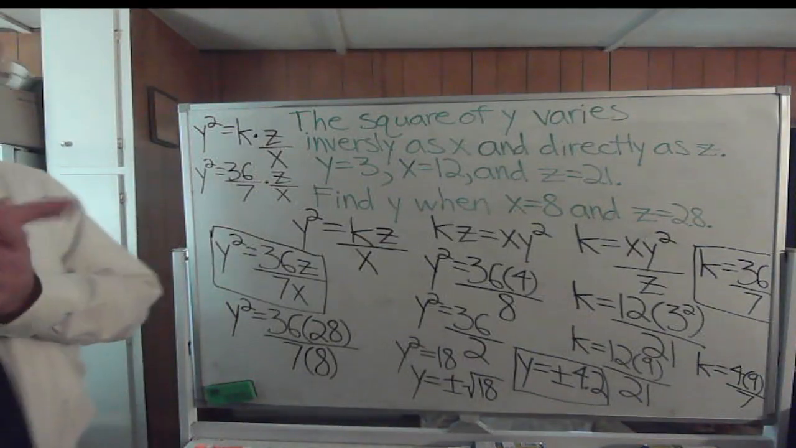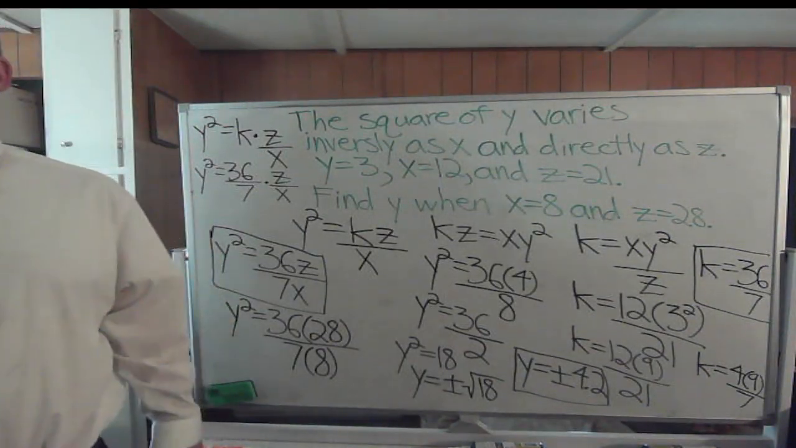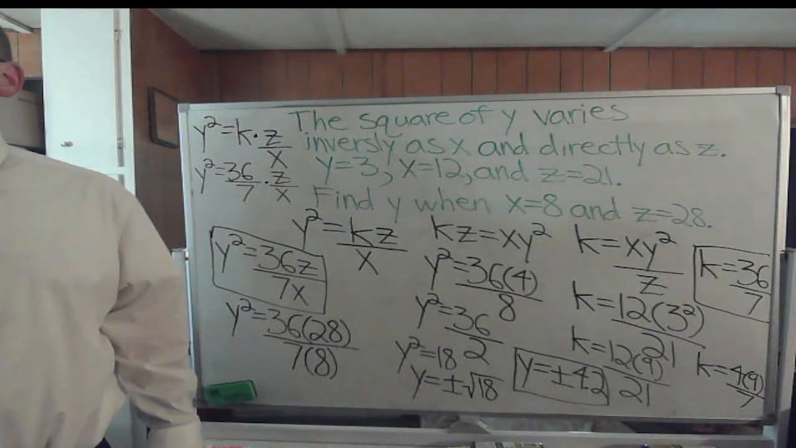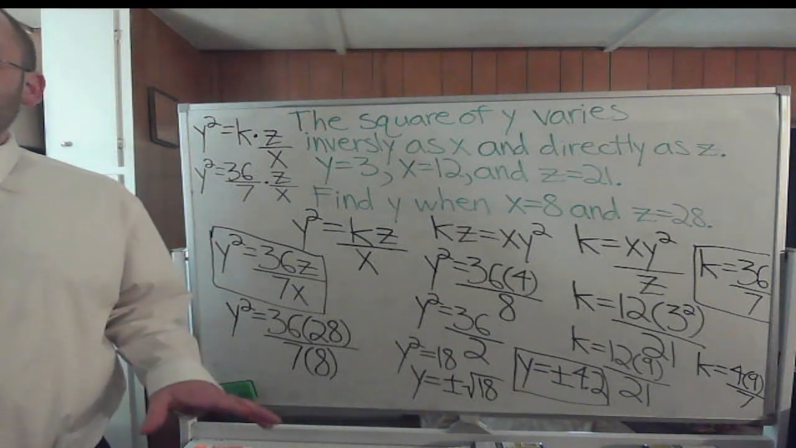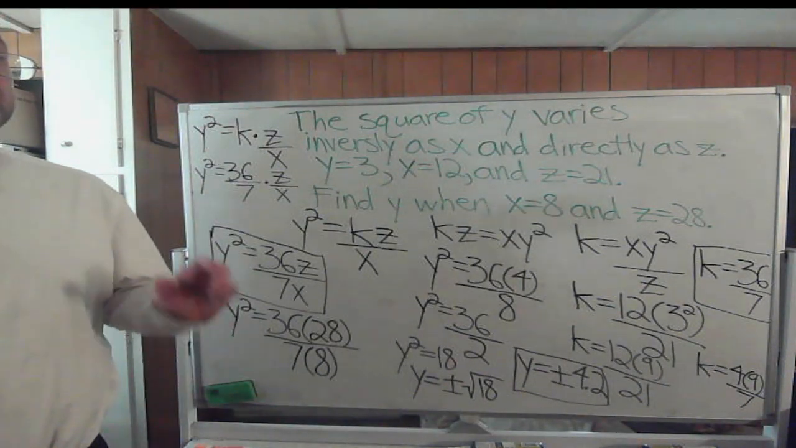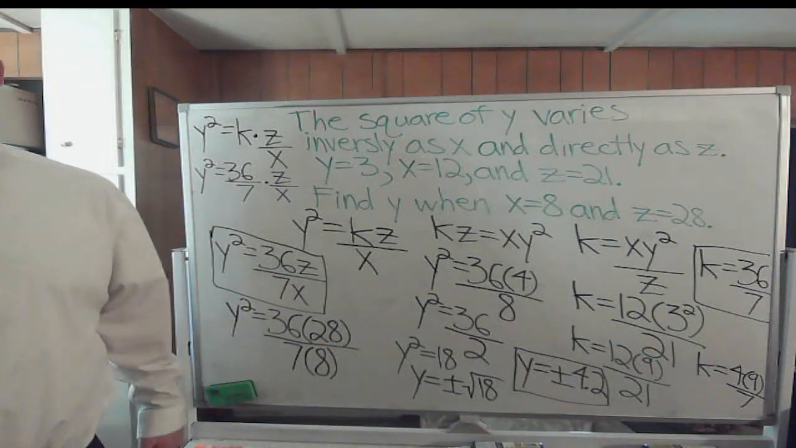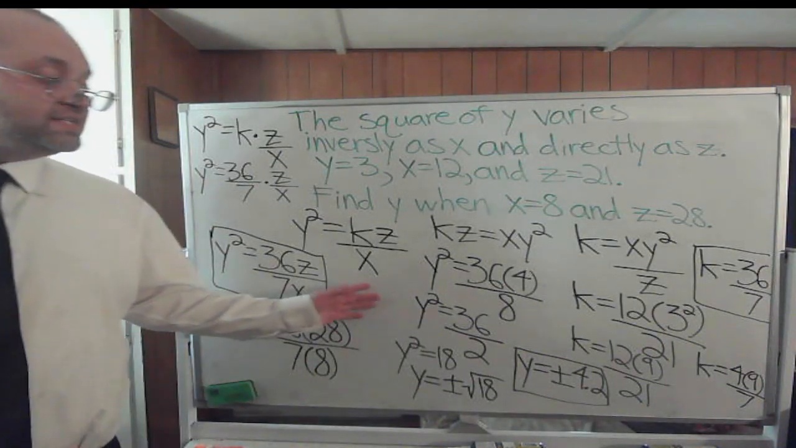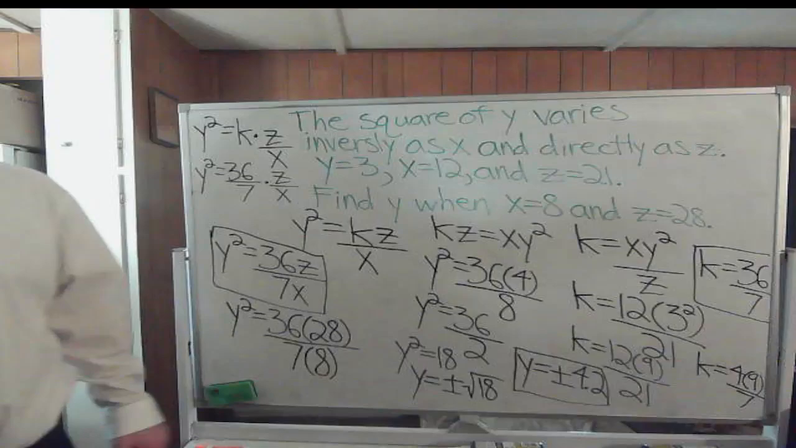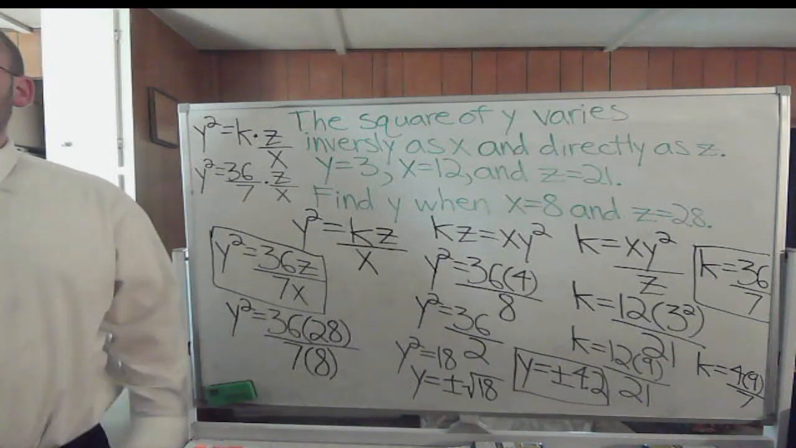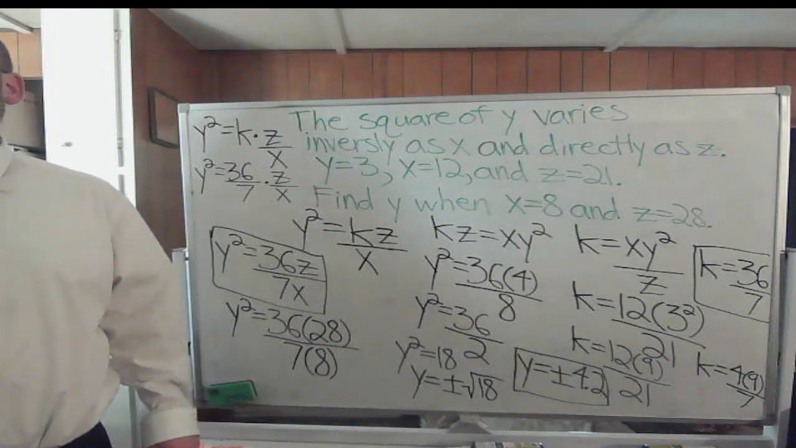So that's been it for the variation unit. If you understand direct and inverse variation, joint variation won't be hard and combined variation won't be that bad. So that's it for that. Next lesson we start a brand new unit on systems of equations. We're going to be solving those.